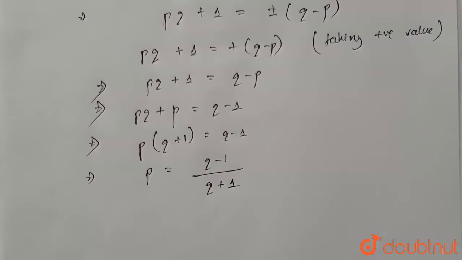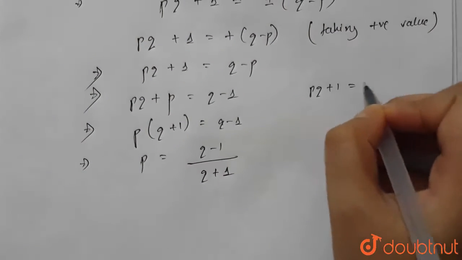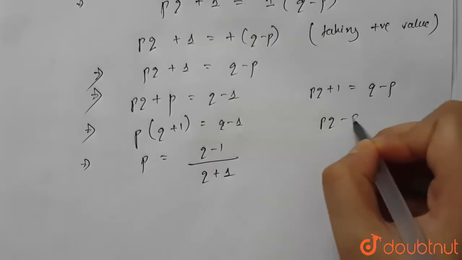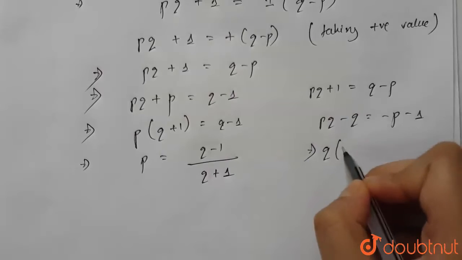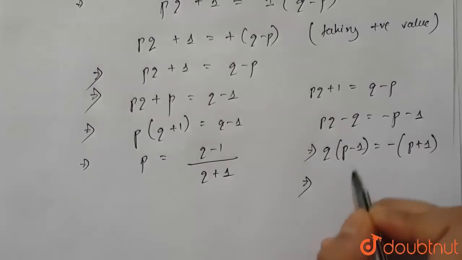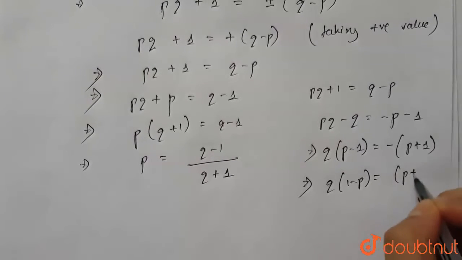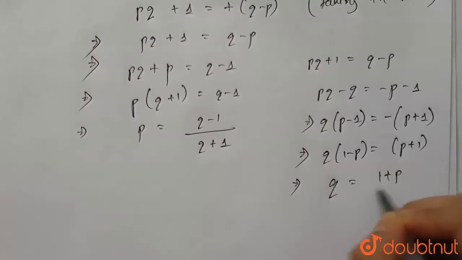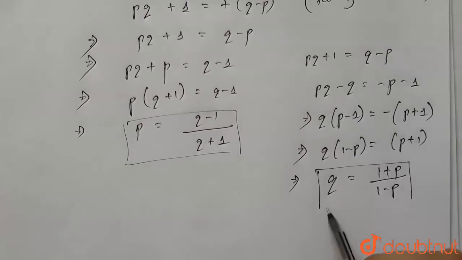Okay. Now similarly, we can write pq plus 1 equals q minus p. So now if we take the q this side, pq minus q equals minus p minus 1. Now we can take q common, so q into (p minus 1) will be minus of (p plus 1). Now if we take the minus common from this side, we get q into (1 minus p), and this minus will get cancelled, so it will be (p plus 1). Okay. So q will be equal to (1 plus p) divided by (1 minus p). So we have got the values of p and q for the positive value.